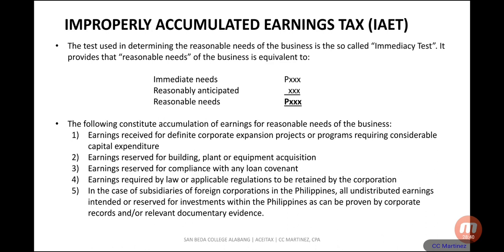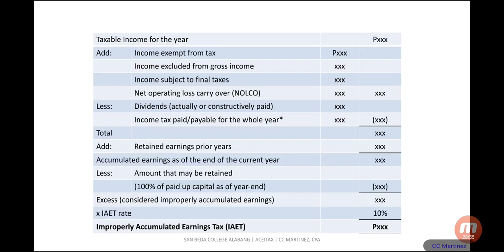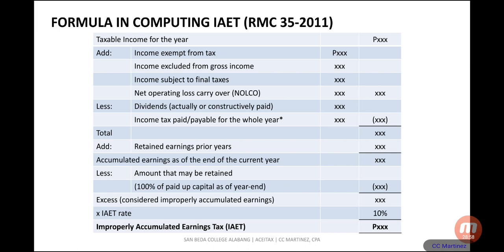So, wag naman masyado mag-deal dito kasi hindi naman siya kasama sa finals exam. I mean, itong particular slide na to. Okay. So, ito lang yung formula niya. This is according to RMC or Revenue Memorandum Circular 35-2011. So, we have taxable income for the year. I-add mo lang lahat ng income na exempt from tax, income excluded from gross income, income subject to final tax, yung NOLCO. So, ililess lang lahat yung dividends, income tax paid.